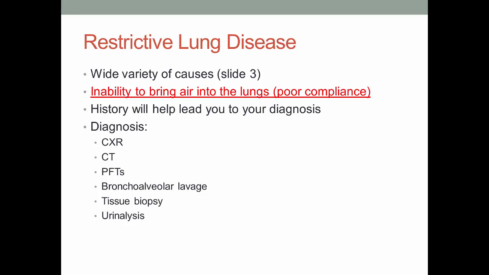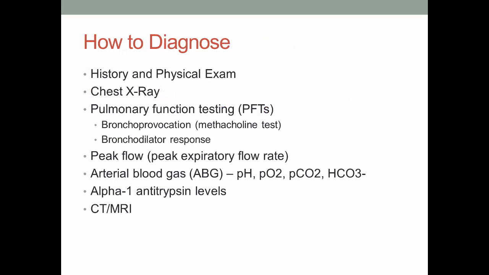And how would you diagnose this? Well, like I said, it depends on the history and physical. You would do a chest x-ray, you could do a CAT scan, you would do pulmonary function tests, you can do a bronchoalveolar lavage, which can help determine if there's any cancers. It allows you to biopsy. And you can also do urinalysis, which seems a little weird in this lecture, but some of the diseases like Wegener's granulomatosis actually have both lung and kidney involvement. All right. So let's skip ahead.